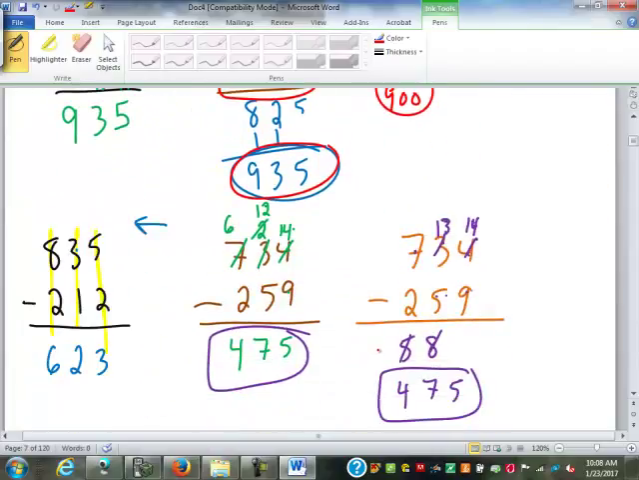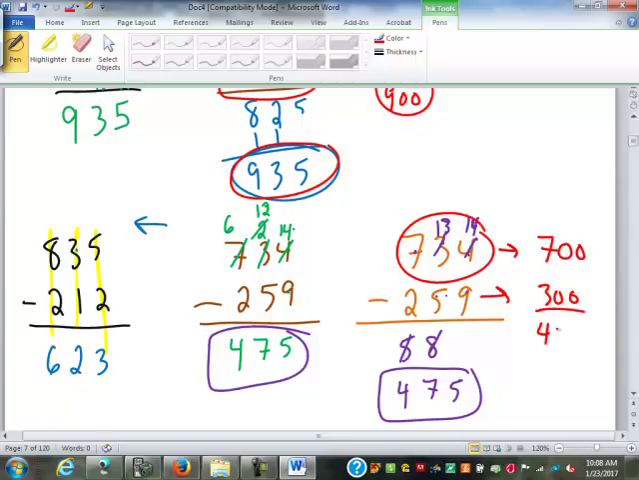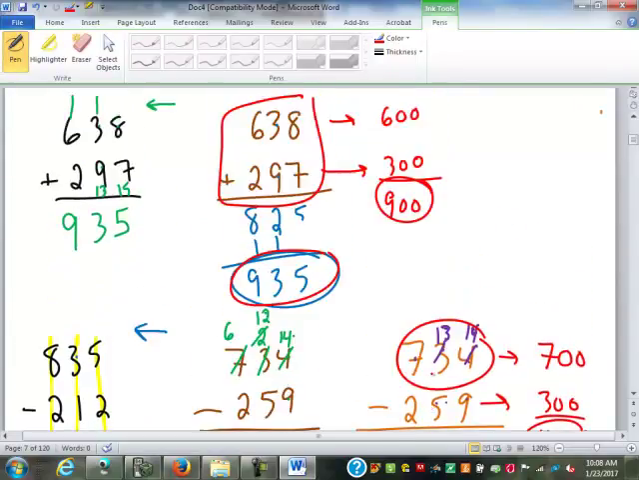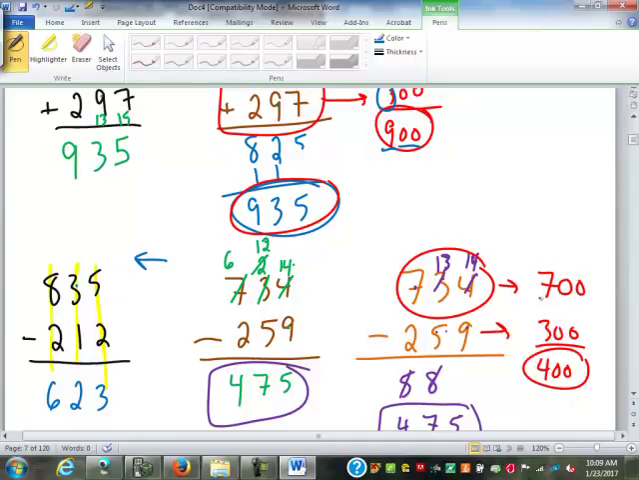The same with subtraction. I look at this and say, okay, that's about 700. That's about 300. I'm expecting something in the 400s. 475 is a little off, but it's in the ballpark. Now, when we add or subtract, we keep the same name. So we had 600 and 300, so 6 and 3 make 9, and it stays hundreds. Same here, 700 and 300. When we subtract 7 and 3 make 4, and it stays hundreds.